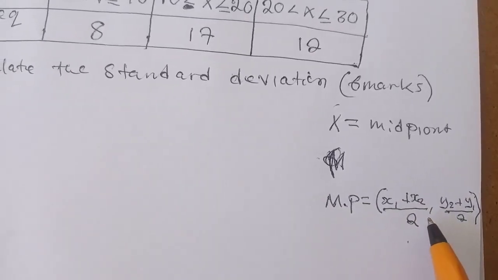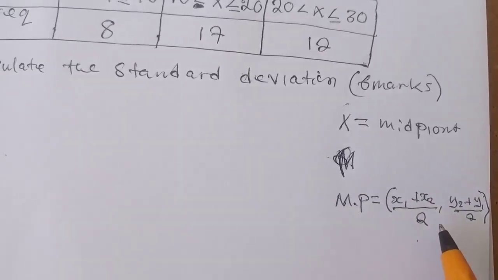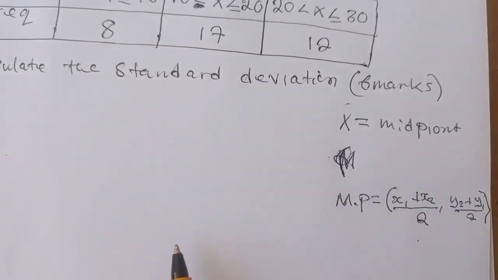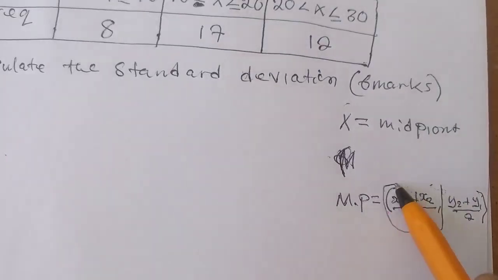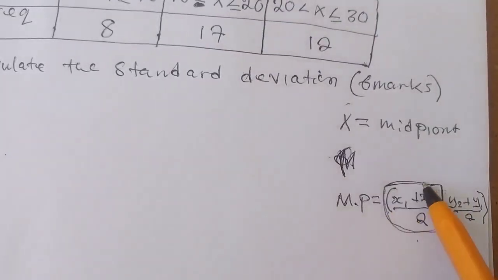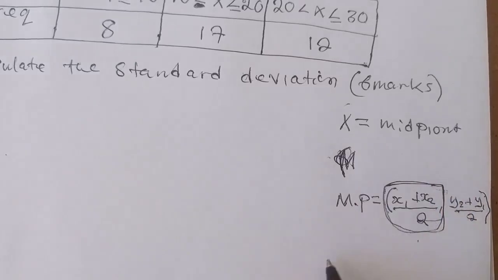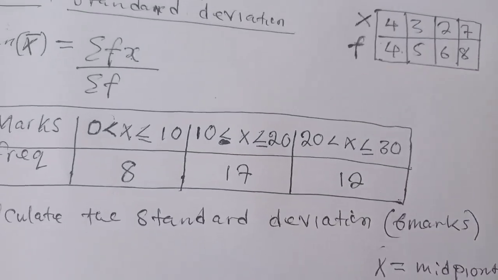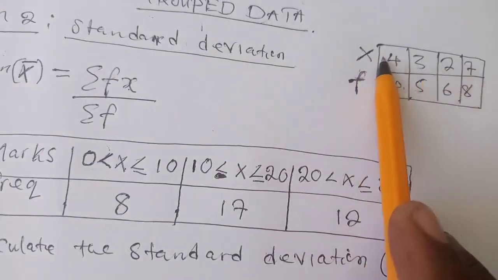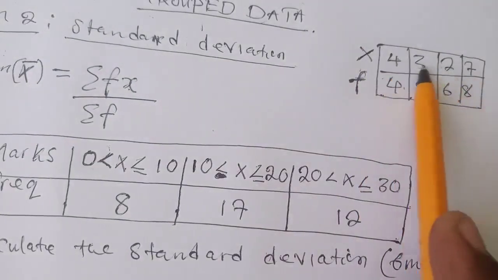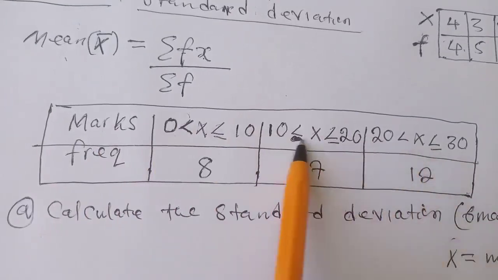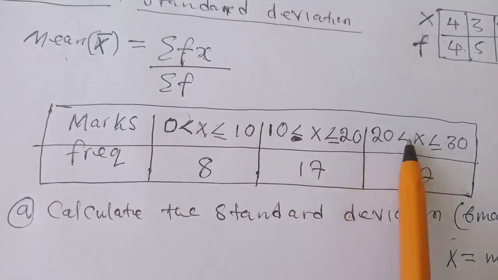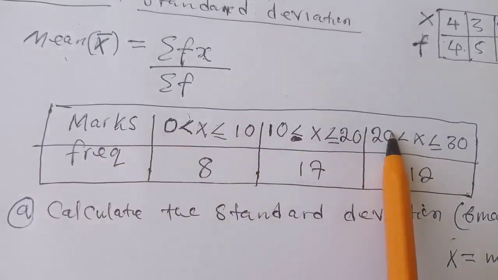But in statistics, we only get the x value, the x coordinate, to find the midpoint. So here we only have x. I said that the one on top here is the mid. These are the values that you use to find the midpoint.